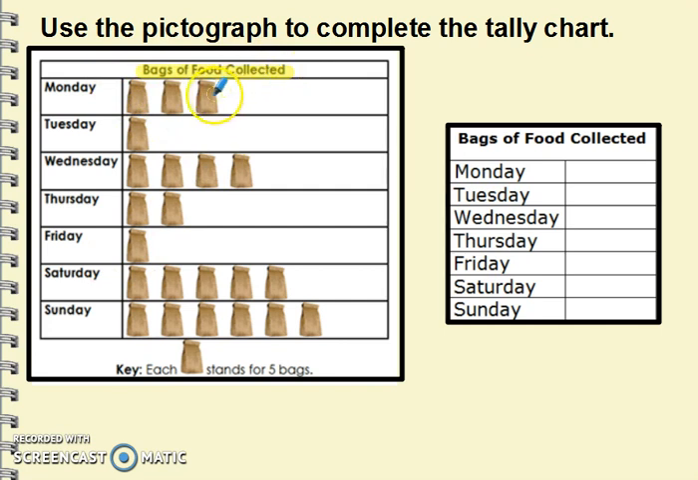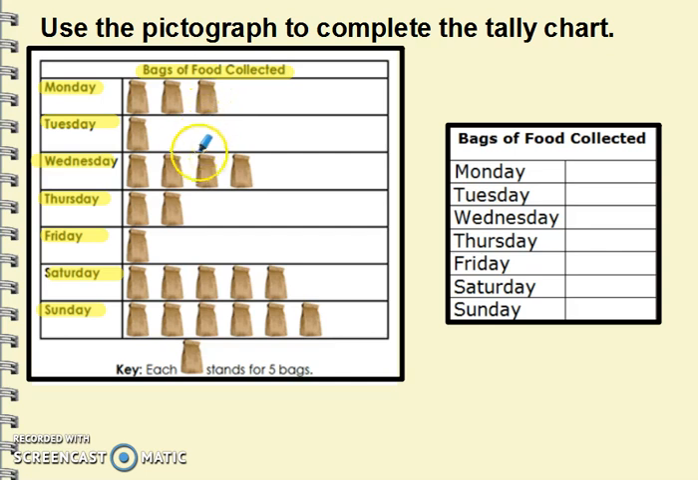The categories for this pictograph are days of the week: Monday, Tuesday, Wednesday, Thursday, Friday, Saturday, and Sunday. These are displayed on the left-hand side for each column. The pictures represent the data points on a pictograph. In this case, the pictures of the bags represent them.